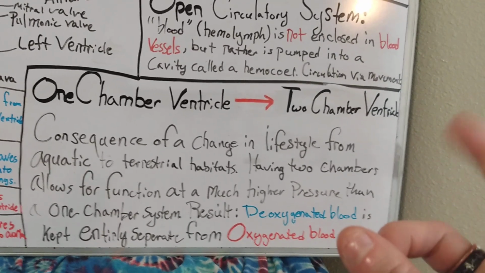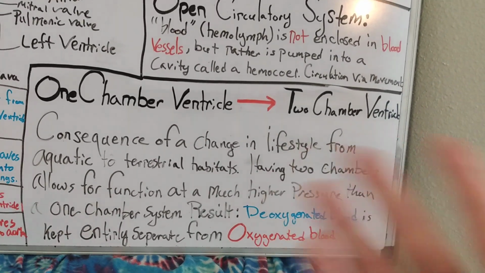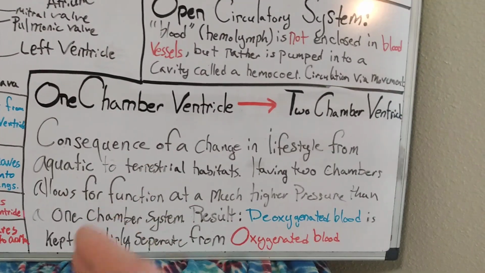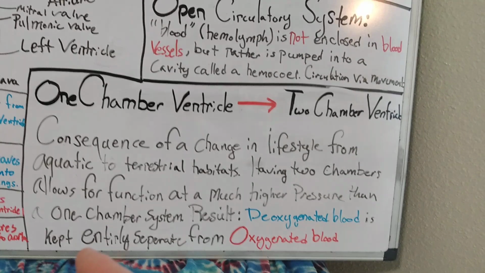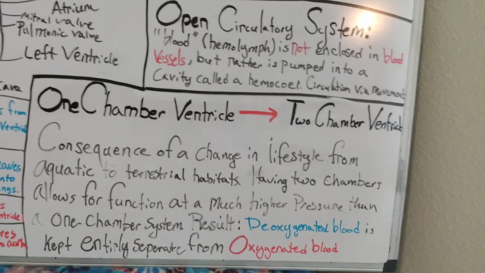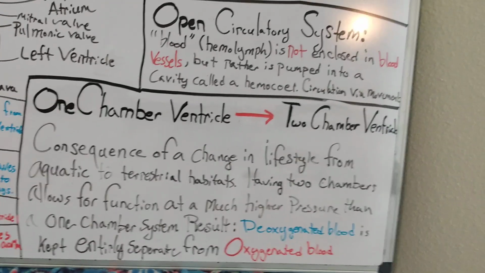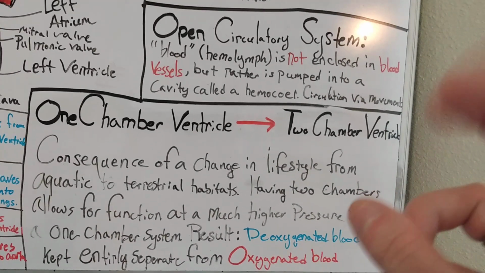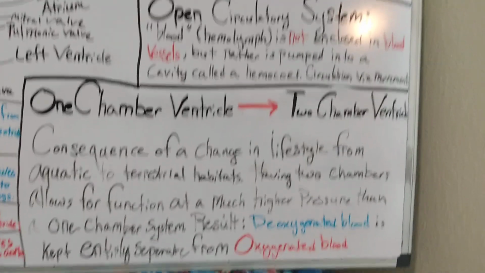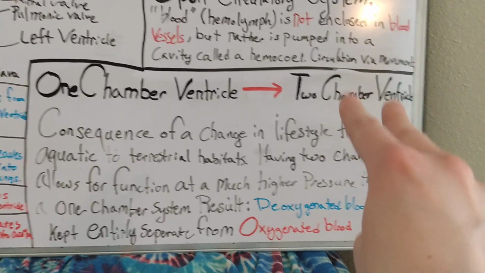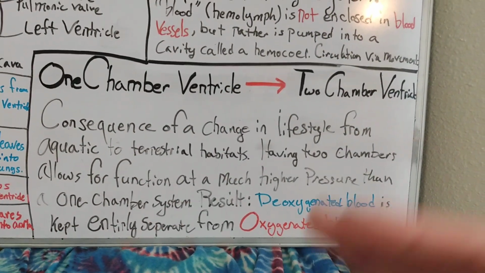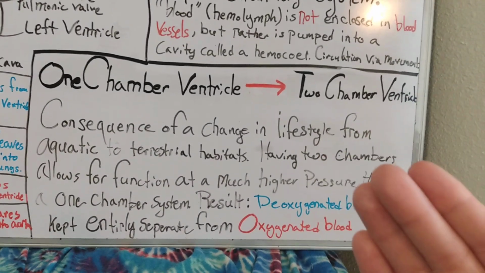which is called pulmonary circulation. But again, don't get hung up on that. And the other side is going to pump the blood to the rest of the tissues. So that's going to be called systemic circulation. So basically, in a two-chamber ventricle system, you're going to have one side of the heart dealing with oxygenated blood and one side of the heart dealing with deoxygenated blood.